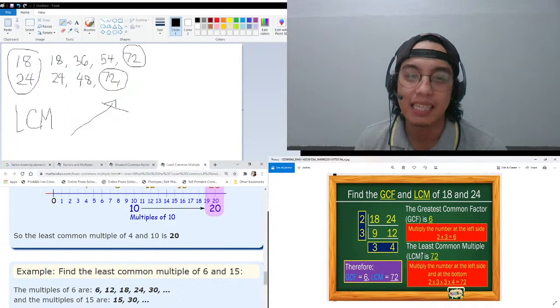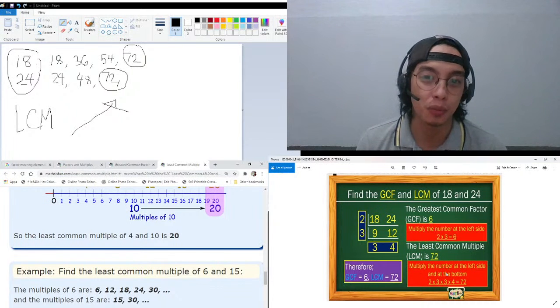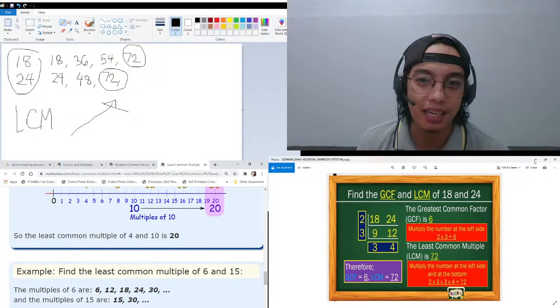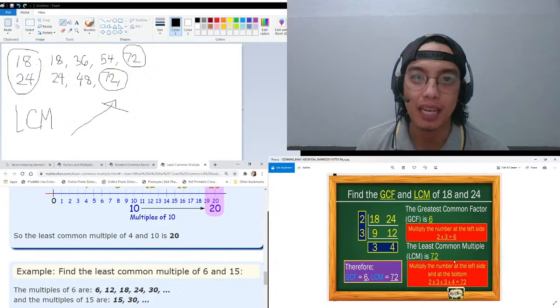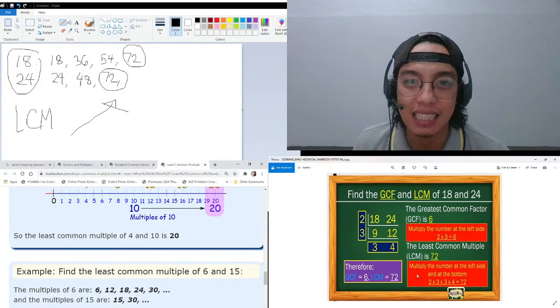Let's check the module. The least common multiple is 72. Okay? So it's correct. Now let's try this one.